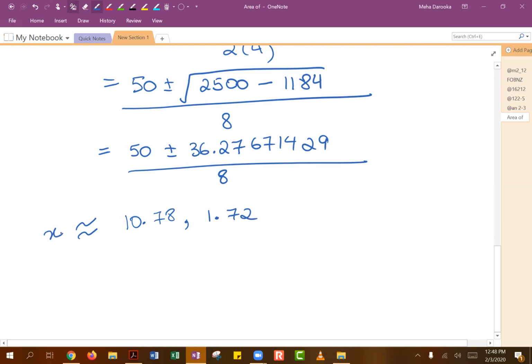And remember, this is the value for x, which is going to be that square we're going to be cutting out from our corner of the cardboard.